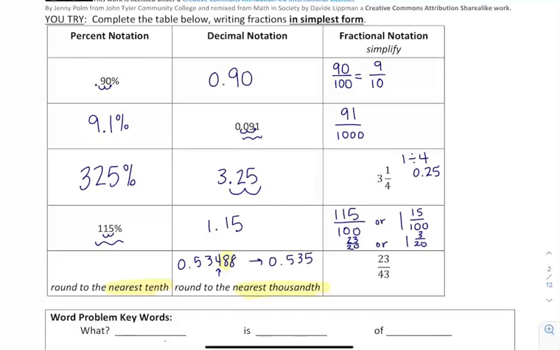And then we can take that decimal, turn it into a percent by moving the decimal 2 to the right, and we get 53.5. And so you can see actually that having your percent rounded to the nearest tenth and having your decimal to the nearest thousandth is actually dealing with the same amount of place value digits.